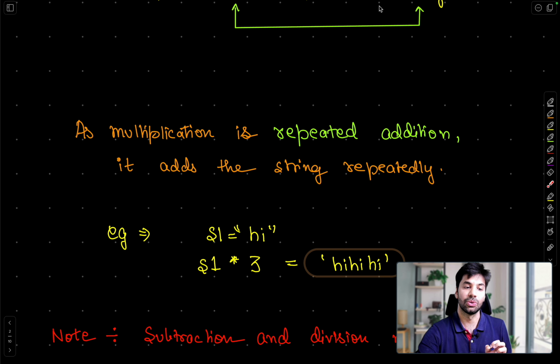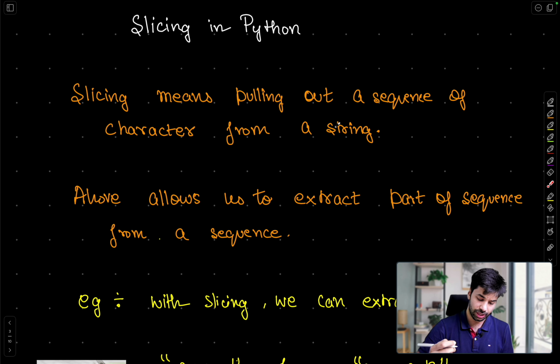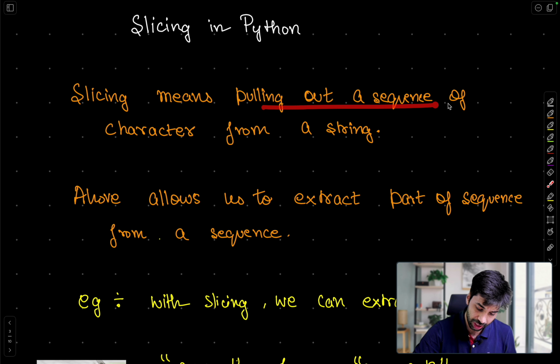Okay, so now let us move to slicing. Slicing is again a very important concept. Let us see what slicing is first. Slicing means pulling out a sequence of characters from a string.